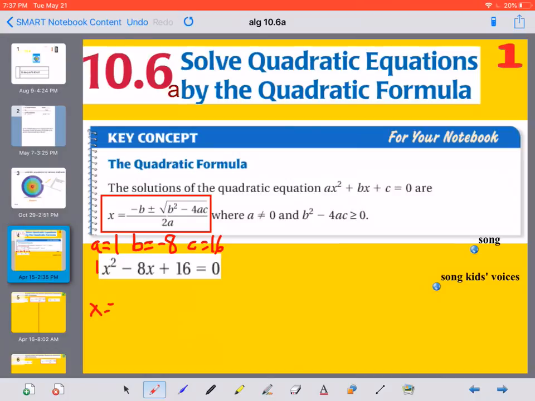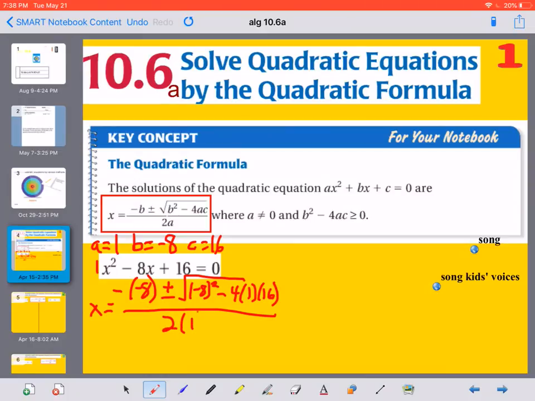X equals negative b, so we're going to have a negative 8, plus or minus the square root of negative 8 squared minus 4 times a, which is 1, and c, which is 16, all over 2 times 1.